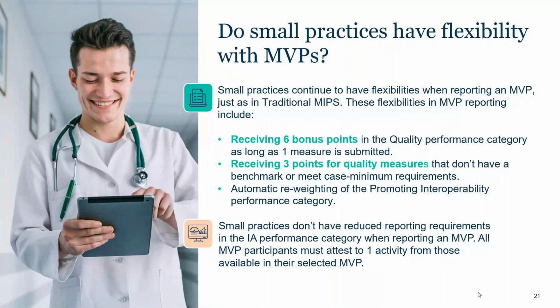However, if you have a perfect score for promoting interoperability, and it's higher than your quality score, I highly recommend continuing to report promoting interoperability as the years go on, because I do think that at some point that's going to come back to small practices. They don't have reduced reporting requirements for IA. Everybody in IA needs to test from one measure in 2026 or the equivalent of either two medium or one high weighted measure in 2025.